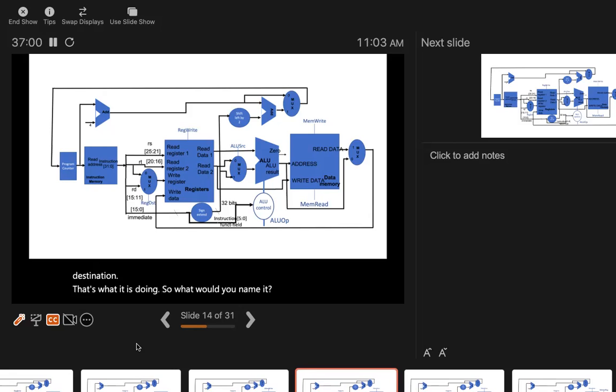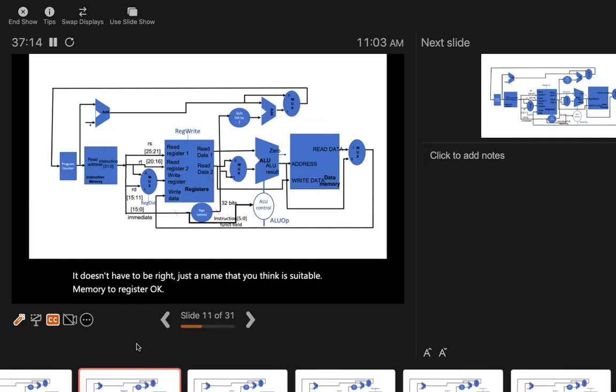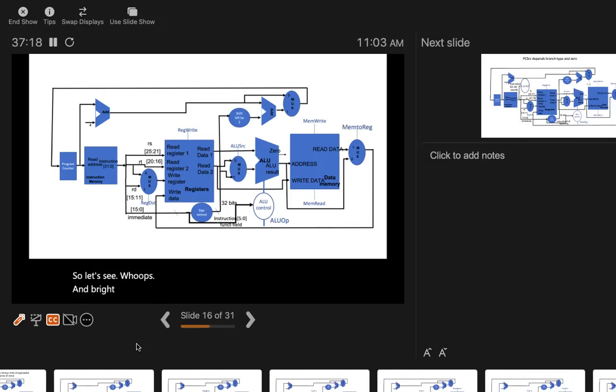How about Matthew and T? Just give it a name. It doesn't have to be right. Just a name that you think is suitable. Memory to register. Okay. So let's see. Oops. MemWrite, MemRead. Very good.